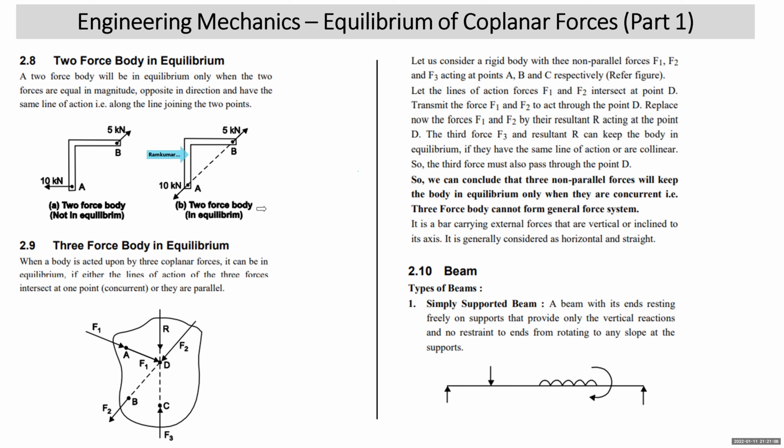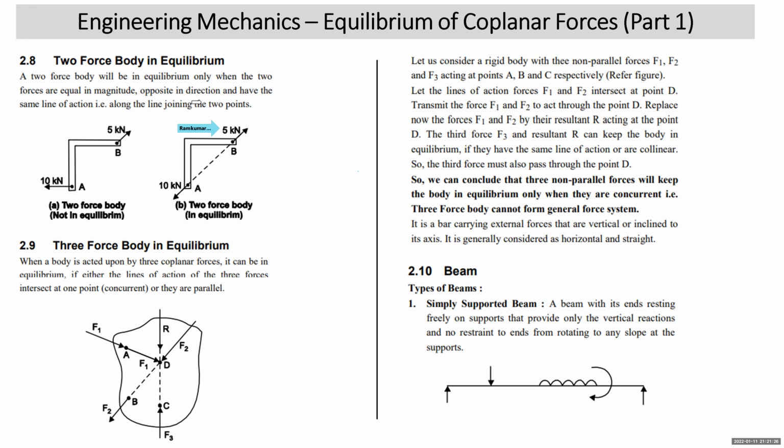Whereas in the second example, you can see that this two force body will be in equilibrium because the two forces acting at A and B are of 10 kilonewton. Oh, by mistake, it is 5 kilonewton here. It has to be the same. It is 10 kilonewton here, so this also has to be 10 kilonewton. There is a minor correction in that.